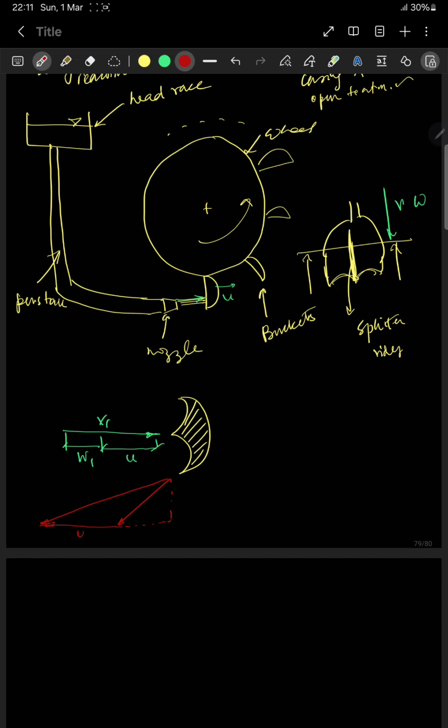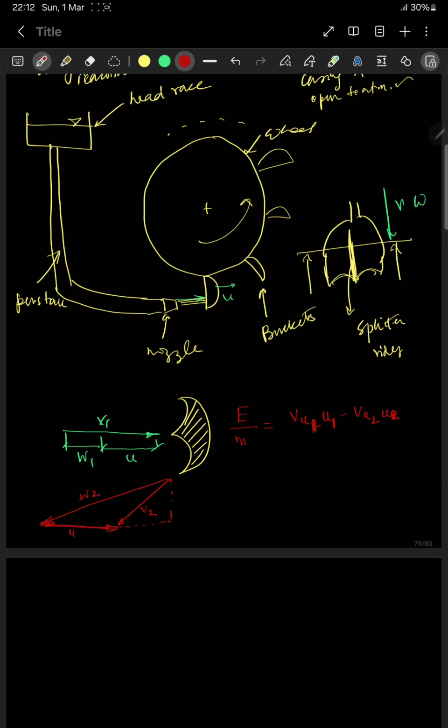W2, u, v2. So for the Pelton wheel, we have this is the Euler equation, Euler energy per unit mass. This is v_u1 u1 minus v_u2 u2.